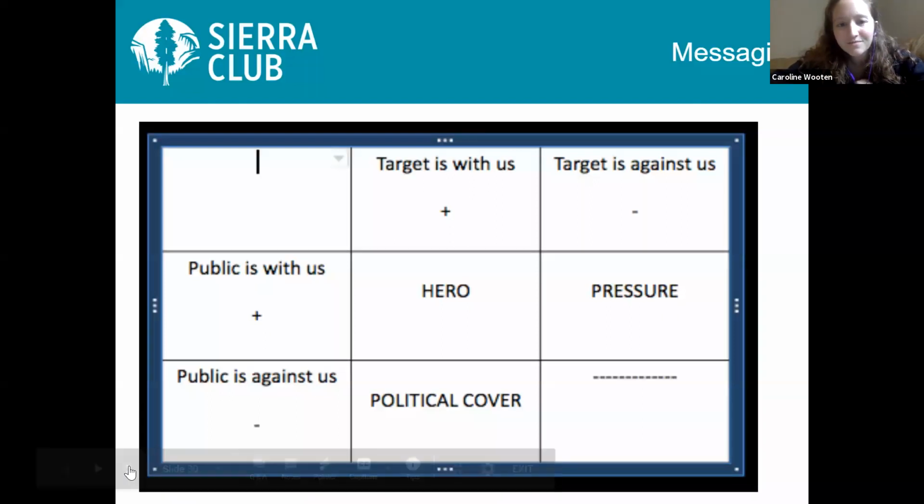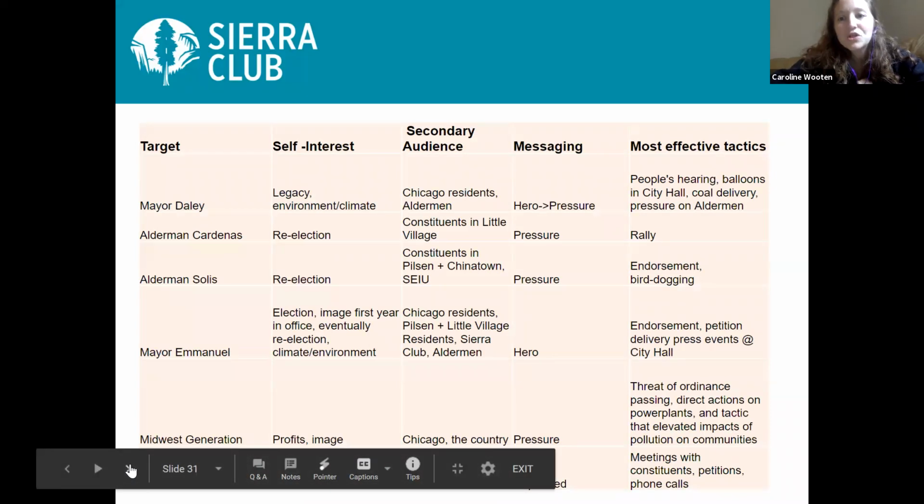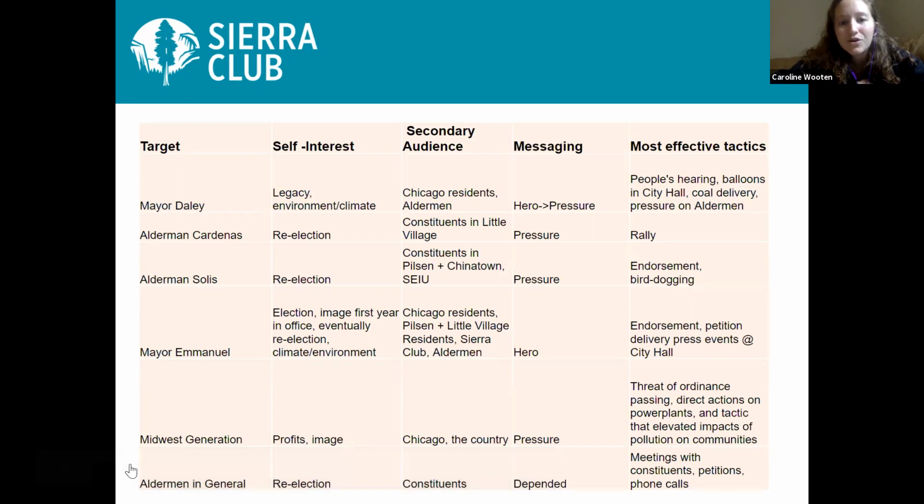Next slide. So I made this little graph of the targets, their self-interest, who the secondary audiences were, who influenced them, the messaging we used, and what the most effective tactics were. I'm not going to go through all of these, but I'll start with Mayor Daley. Initially, it was like, maybe we could do a hero campaign because he was really interested in his environmental legacy. His self-interest was his legacy because he was retiring, and he did seem to care about the environment and climate.